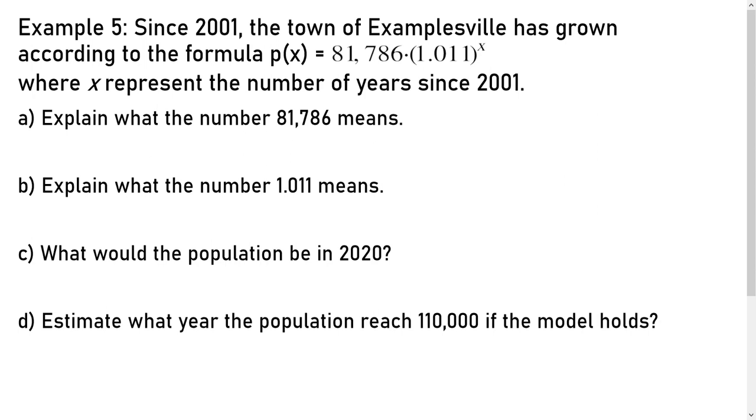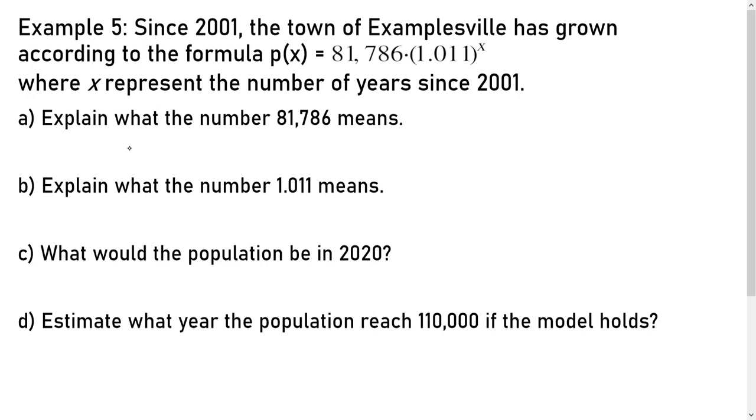But looking at this problem, for example 5, it says, since 2001, the town of Examplesville has grown according to the formula P of x equals 81,786 times 1.011 raised to the x, where x represents the number of years since 2001. All right, so look at that problem. What can you tell about it? What can you not tell about it? And that's really what going through these 4 parts is going to be.